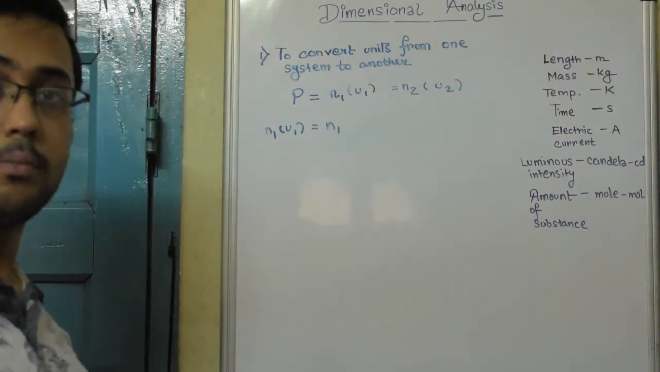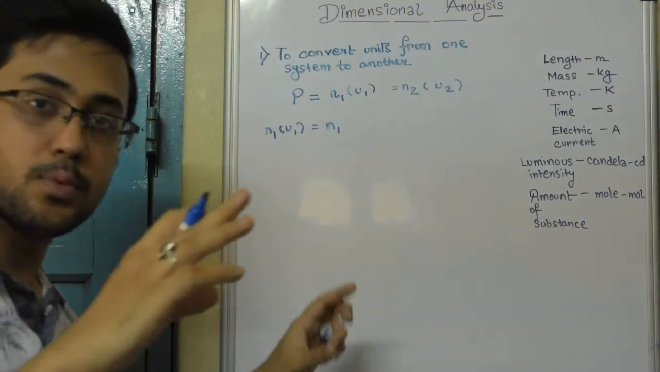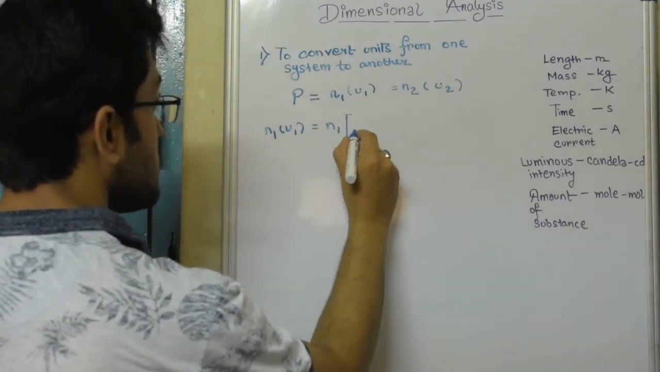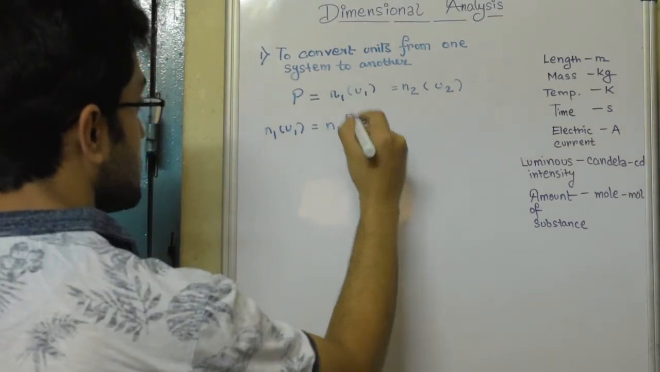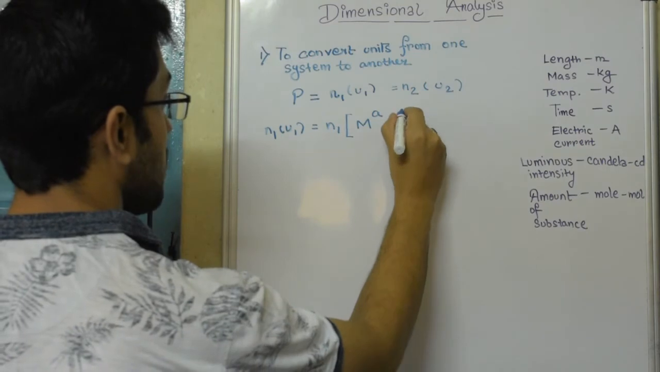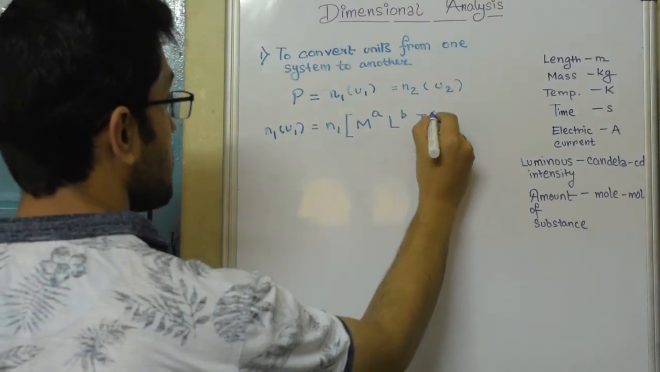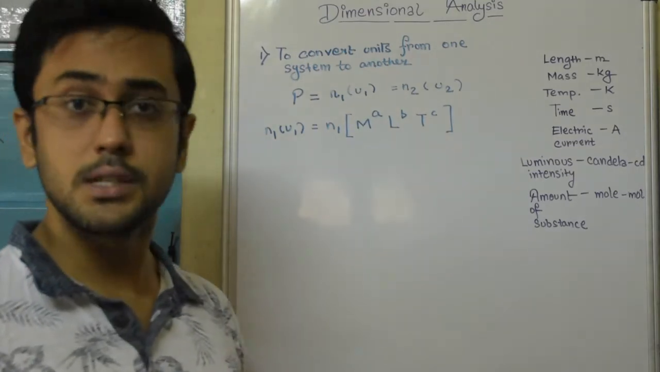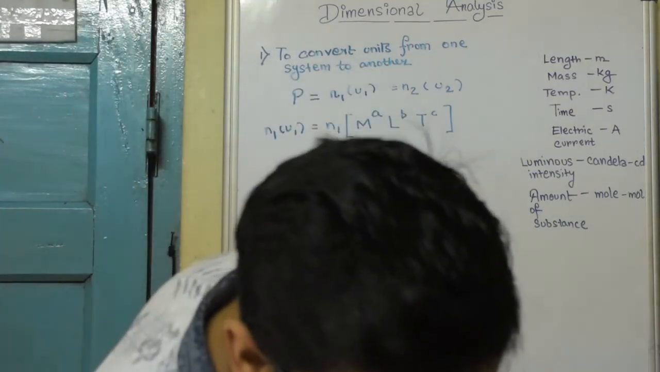Now whatever be the unit, it can always be expressed in terms of the fundamental quantities. So I can write U1 as, suppose, mass to the power A, then length to the power B, and time to the power C. I don't know what is the value of A, B and C. They can be positive, negative or 0. It doesn't matter.